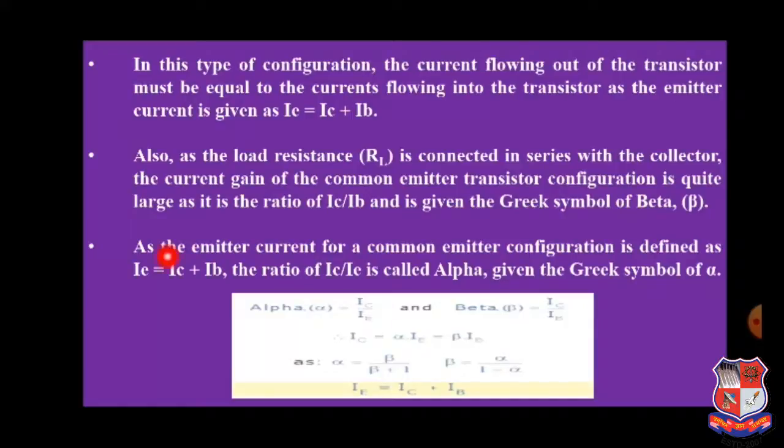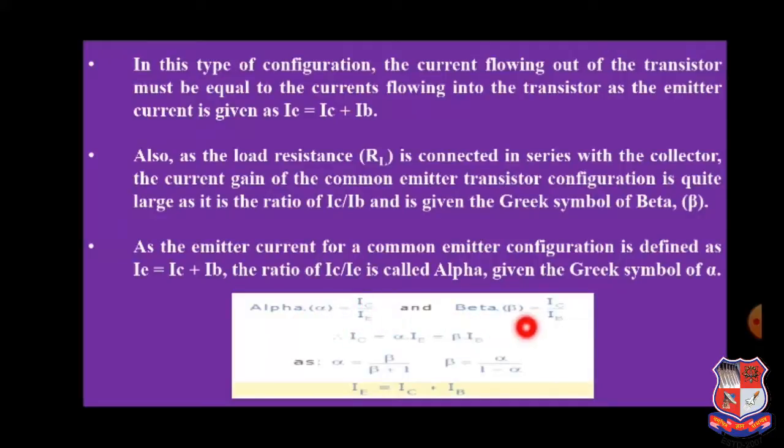Moreover, as the emitter current for a common emitter configuration is defined as IE is equal to IC plus IB, the ratio of the junction current which is traveling towards the terminal and which is exiting from the terminal, which is IC upon IE, is called alpha, given the Greek symbol small alpha. So alpha is nothing but the collector current and emitter current ratio. So alpha is equal to IC upon IE.